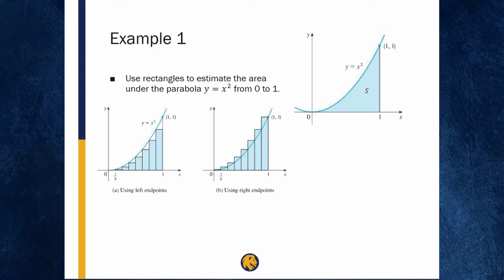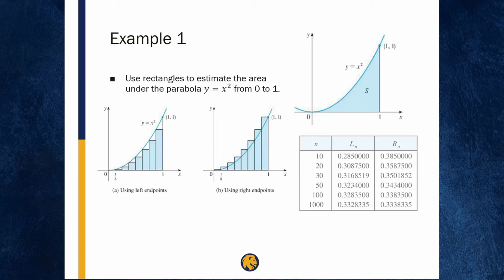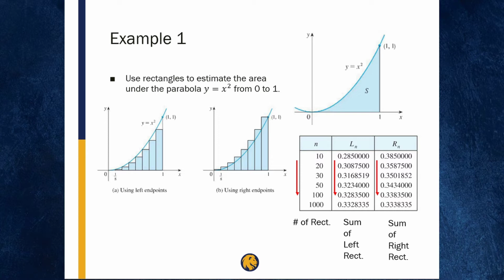So this picture here shows what it would look like with left or right endpoints with 8 rectangles. But let's make a table. If we continue to go higher and higher in the number of rectangles, the number of rectangles n starts from 10 to 20 and goes all the way up to 1,000. Then these two columns over here stand for the sum of the areas of the left and right rectangles.